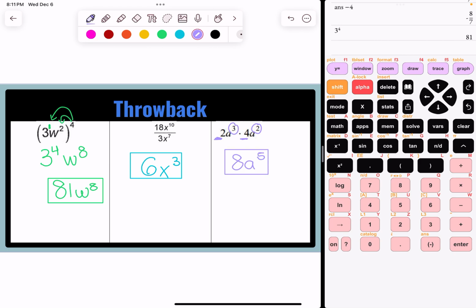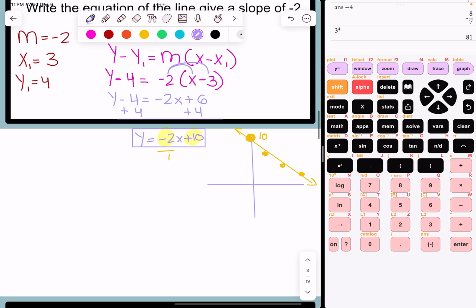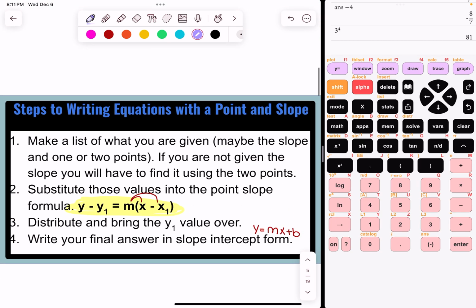And that wraps up our lesson. A little throwback on laws of exponents, and then we went over how to write equations of a line using these steps, but most importantly, remembering the point-slope formula.